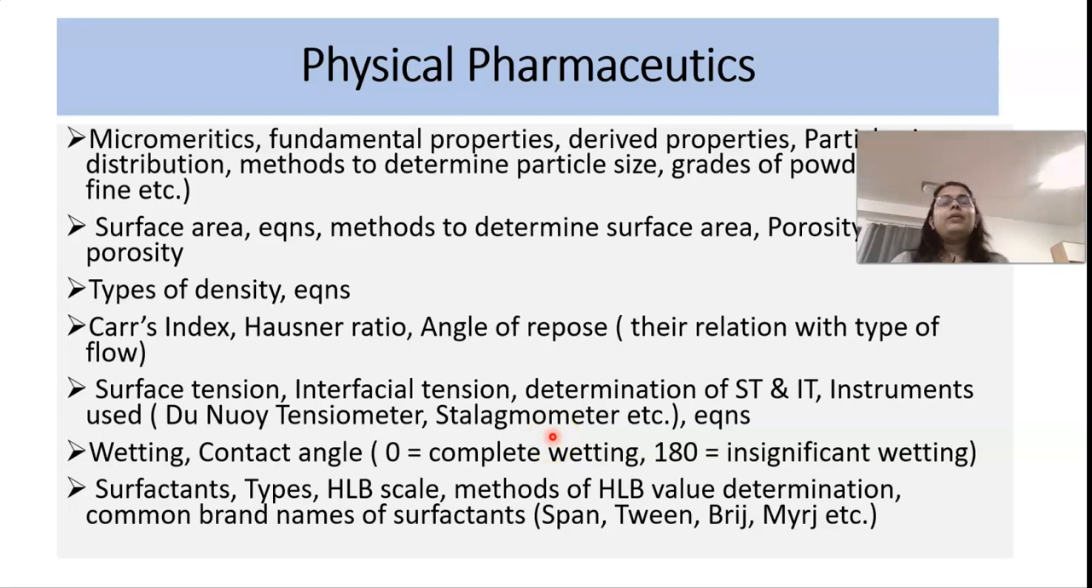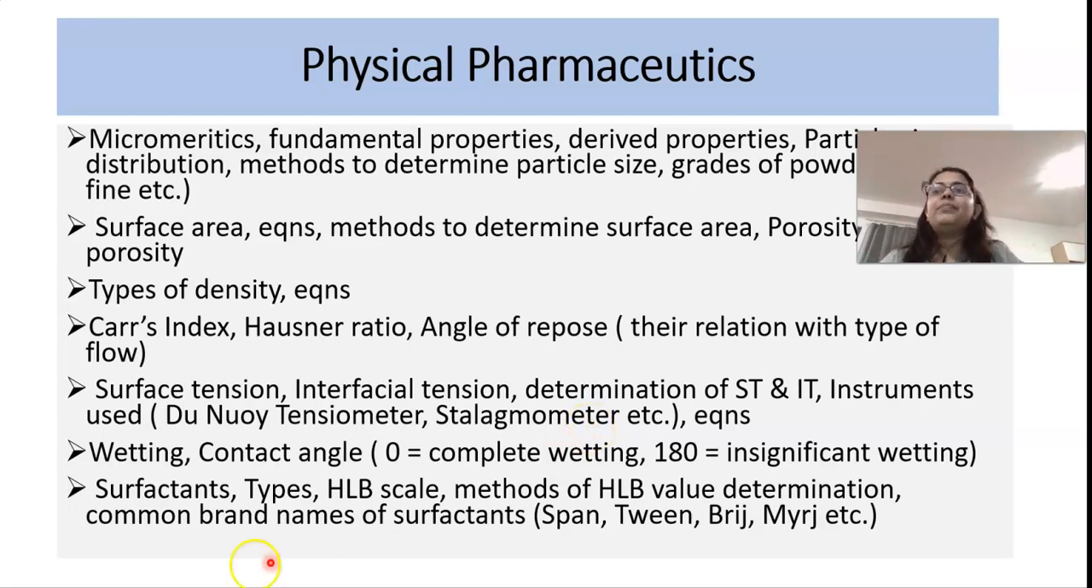Okay, maybe you are thinking, ma'am, you are giving everything, all the points you are mentioning. Yes, but you just have to read a little bit, just revise it. You don't need to go through everything in books. You just have to read short points about it, so you can calculate in the examination.